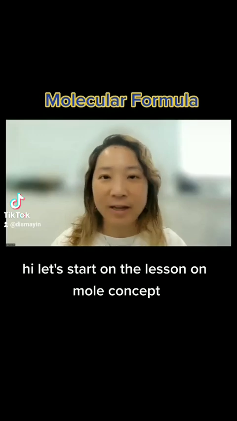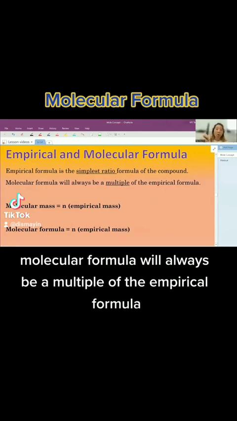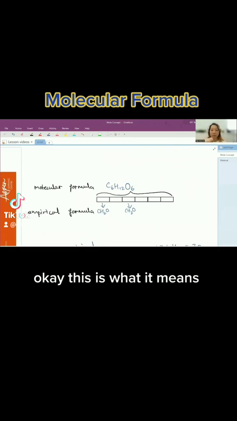Hi, let's start on the lesson on mole concept. Empirical formula is the simplest ratio formula of the compound, right? Molecular formula will always be a multiple of the empirical formula because it's the exact thing, okay? This is what it means.